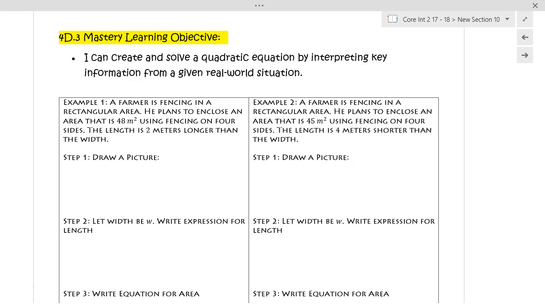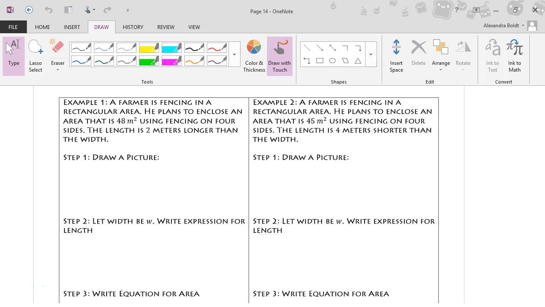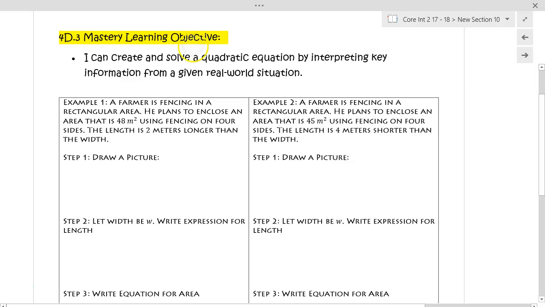Looking at example 1, a farmer is fencing in a rectangular area. He plans to enclose an area that is 48 meters squared using fencing on 4 sides. The length is 2 meters longer than the width. So, again, we're going to start with drawing our picture. The setup is very much like our setup in our other problems. We're then just going to solve.